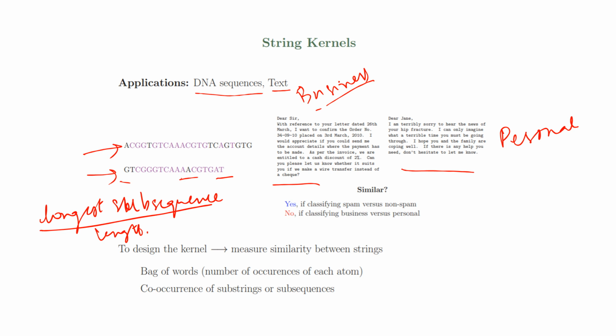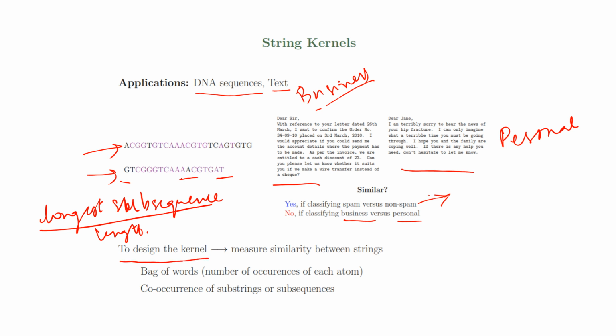And so if classifying spam versus non-spam was the final goal, then yes, they are similar. But if the defining criterion for the classification problem is business versus personal, then they are different. So they're not similar here. Similar or not similar depends on the specific task, even if the inputs are the same, right? That's what this point is trying to emphasize.